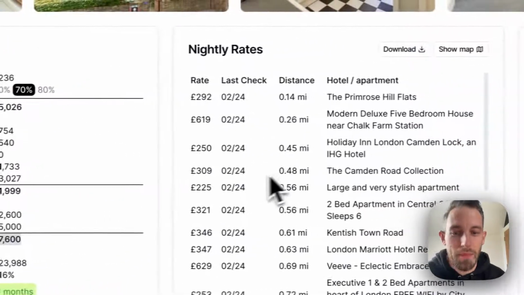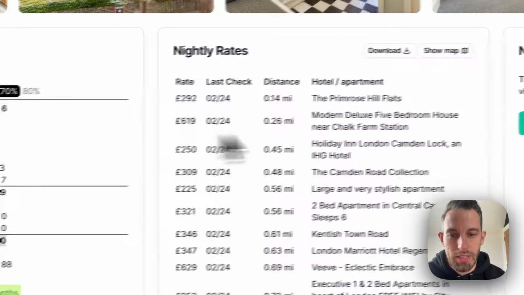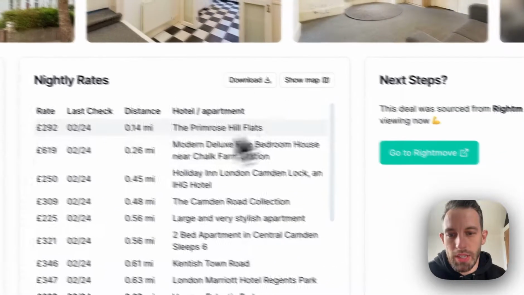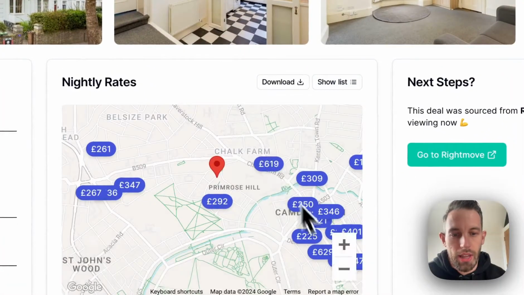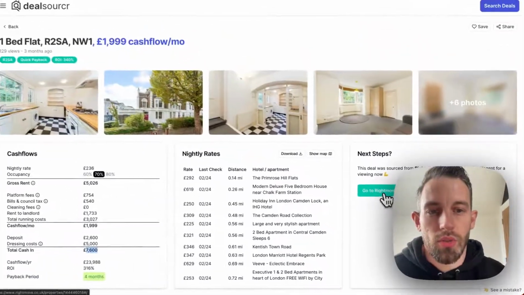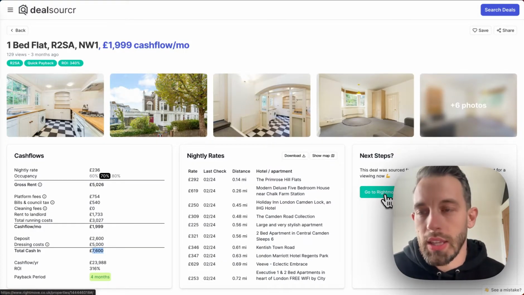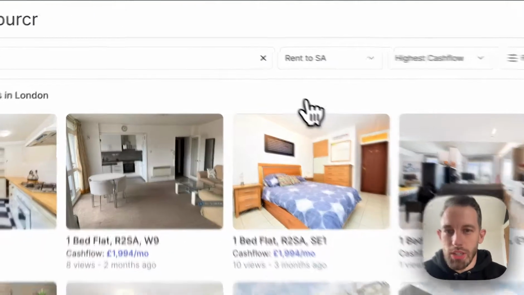So that's pretty cool. We also show you all the comps locally. So that's all the hotels, apartments locally, and what they're renting out for per night. You can look at them on a map, you can see how close that is, and you can download those comps as well. And then obviously, if you're interested, you can go through to Rightmove or Open Rent. That's what we support at the moment, Rightmove and Open Rent. And you can then contact the agent or the landlord. So rent to rent, really juicy deals.